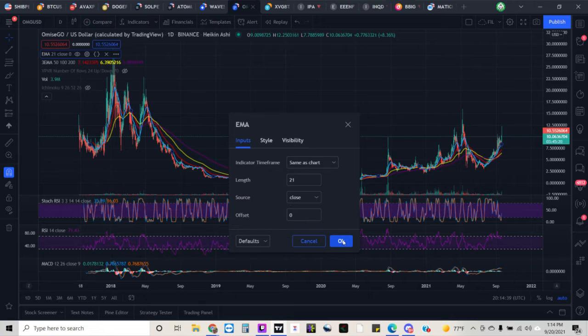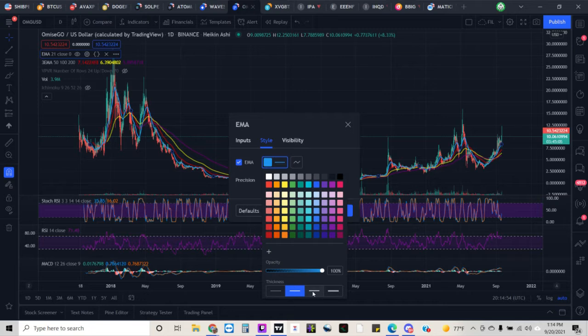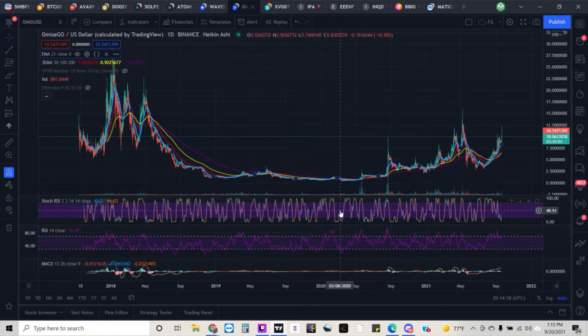The 21 day is very important, so I really don't use anything under that. If I'm day trading, I could use the 8 or the 9. That helps. Then I also go into style and change it to whatever color you want. I click on the color, make it as dark as possible, and you can use a thicker line. I'm going to leave it at that to show where the price action is going.